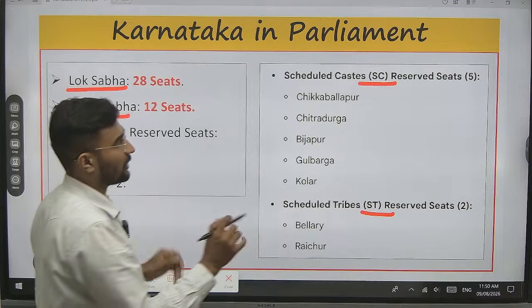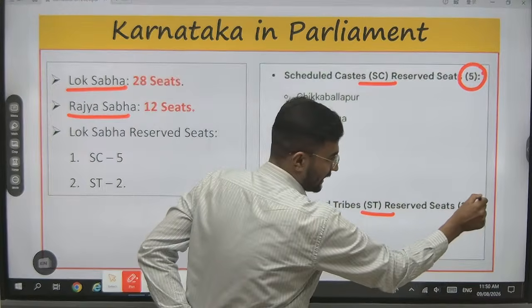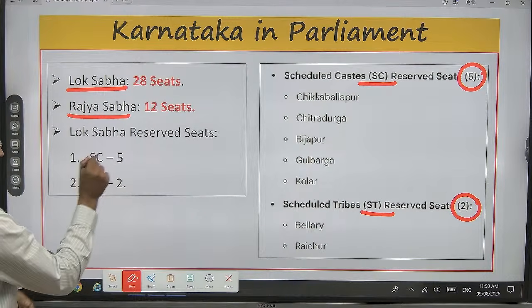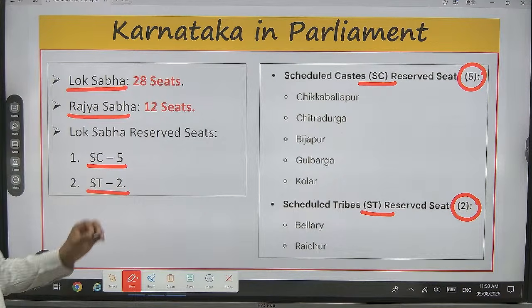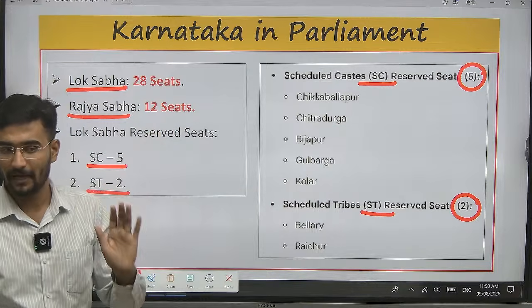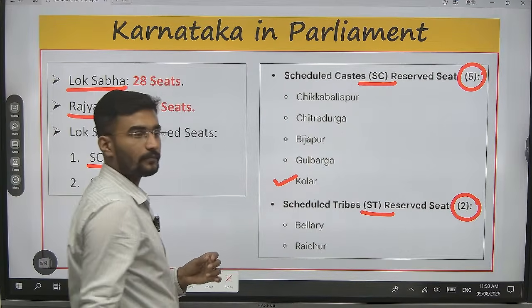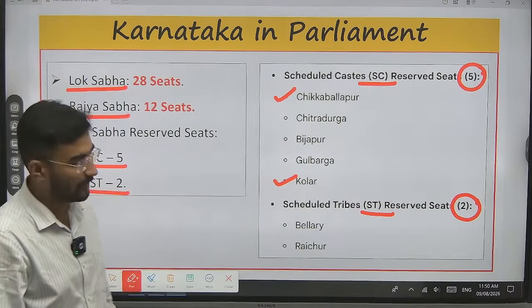Done. Now when we are talking about SC, how many SC seats we have? 5. How many ST seats we have? 2. It is 5 and 2. Be cautious. We have 5 SC and 2 ST seats. ನಾವು ಯಾವ್ದಪ್ಪ 5 ಅಂತ ಕೇಳಿದ್ರೆ ಒಂದು ಕೋಲಾರ್ ಬರುತ್ತೆ, ಕೋಲಾರ್, ಚಿಕ್ಕಬಳ್ಳಾಪುರ ನೆನ್ಪಿಟ್ಕೊಳ್ಳಿ ಸೌತ್ ಅಲ್ಲಿ.